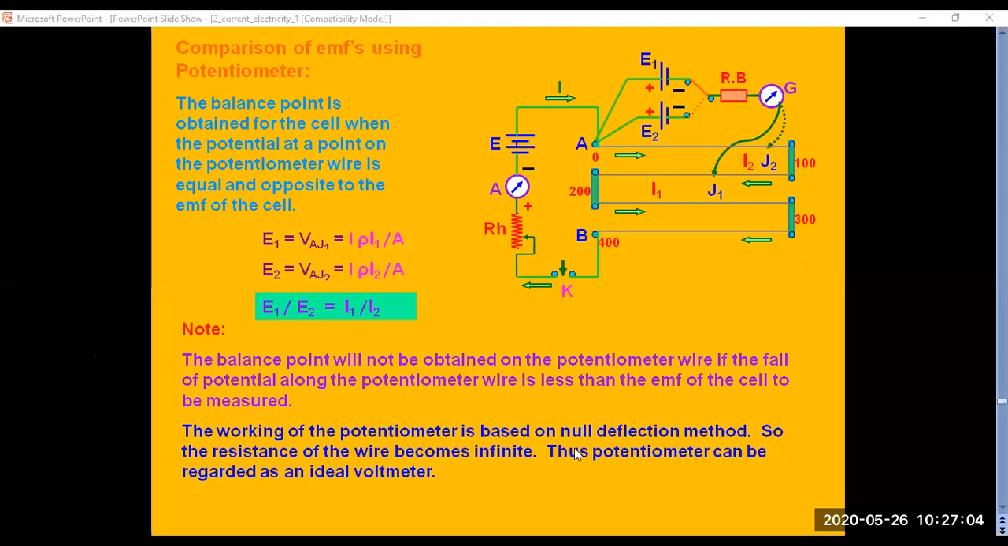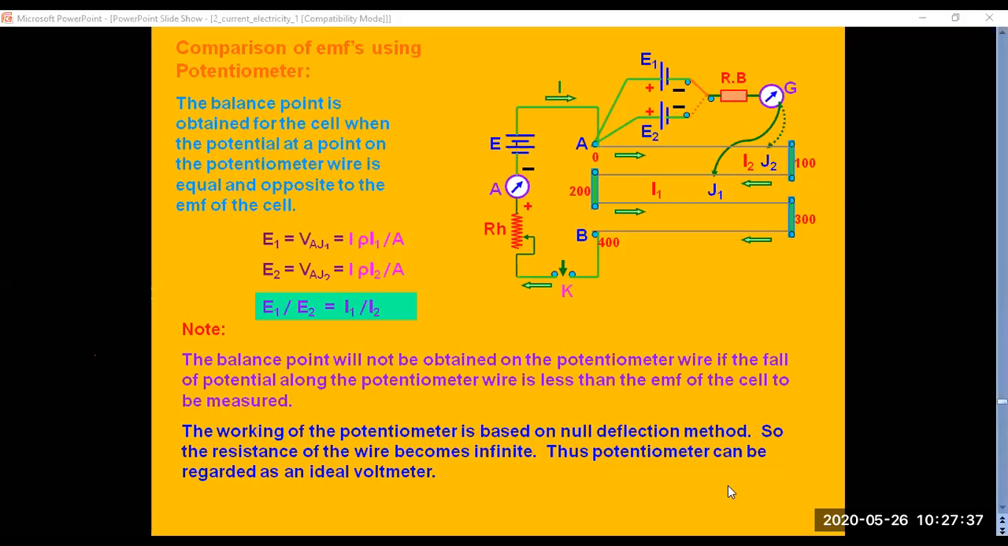Perfect answer. So in the potentiometer also, we are going to do it with the null deflection method. What is the meaning? The galvanometer should not show any deflection. It should show 0 deflection. Null means empty. So here null deflection means when the galvanometer shows 0, we denote the balancing point. So what is the principle of the potentiometer? One word, Ohm's law, or you can write null deflection method.